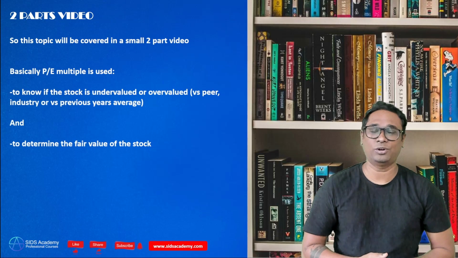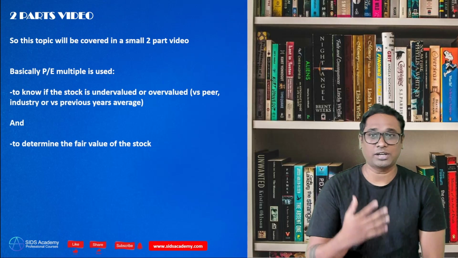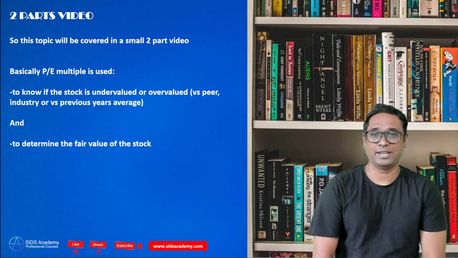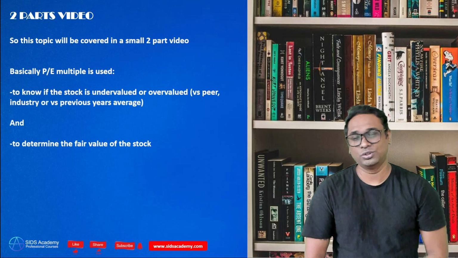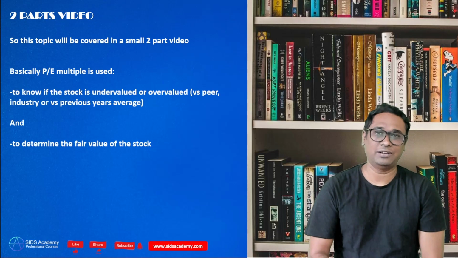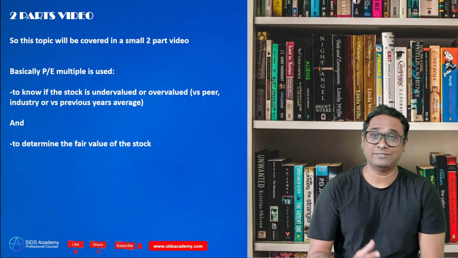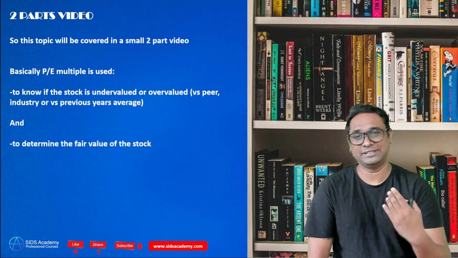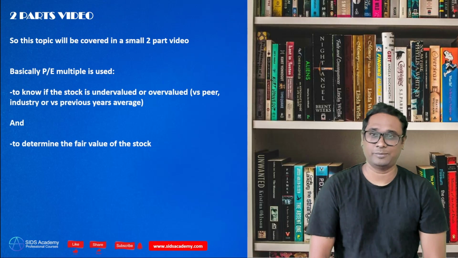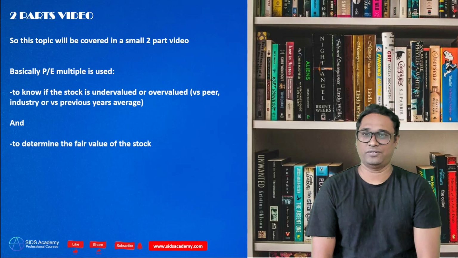So basically, what is the use of PE multiple? The PE multiple can be used to know if a stock is undervalued or overvalued. This is the basic understanding that everybody has, but you should know that the undervalued and overvalued aspect will come into picture when you compare the PE multiple with the peers or the industry or the previous year's average of the company's PE multiple. Then only you will know whether the PE multiple is undervalued or overvalued.